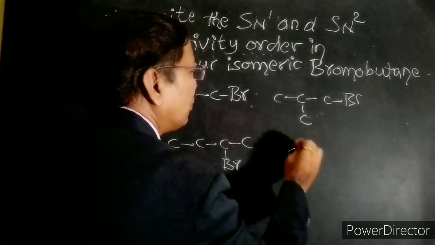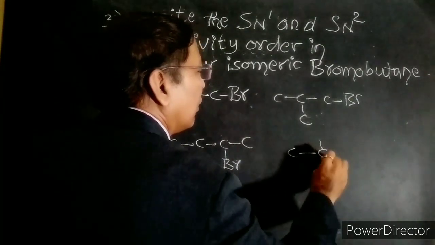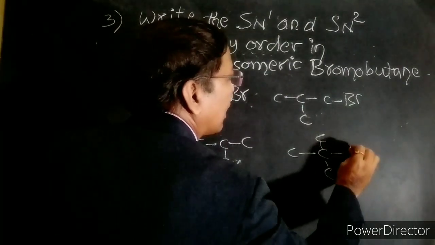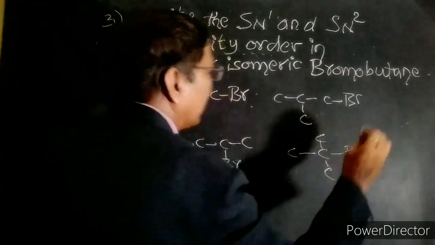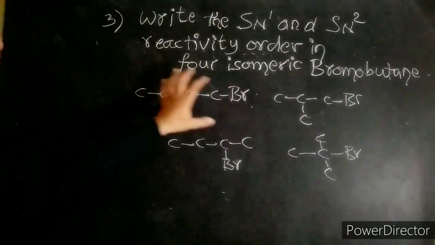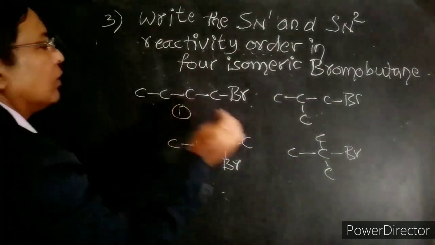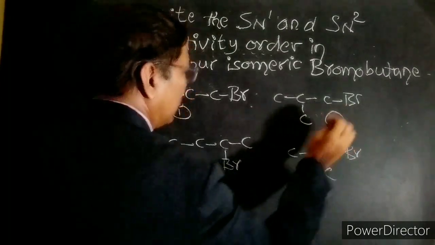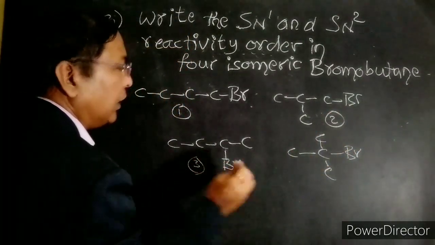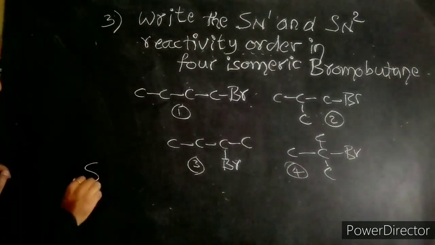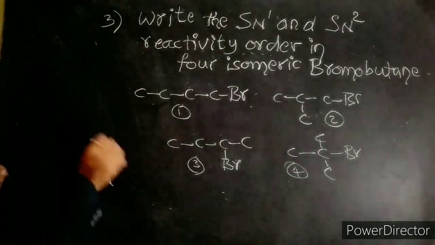Then the last possibility is 2 branches on the carbon atom, and this is the bromine. So these are the 4 isomers of bromobutane. I give the numbers for these: 1, 2, 3 and 4. And first let us write the SN1 reactivity order.